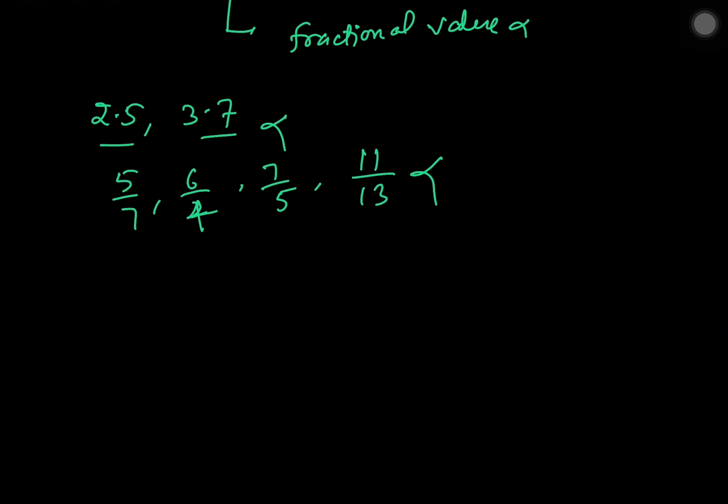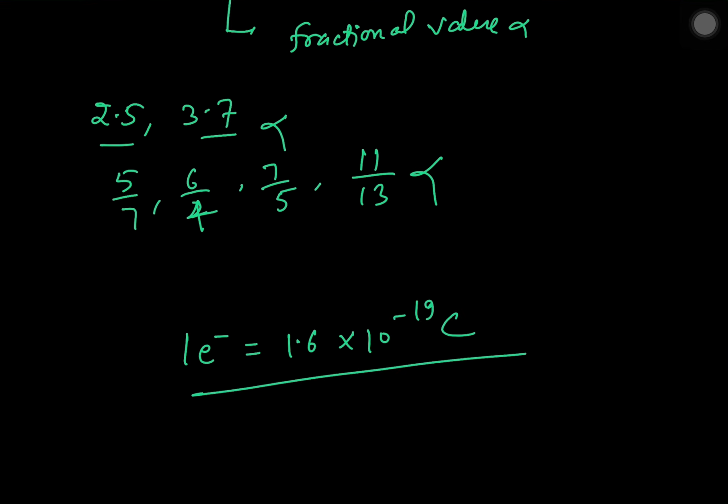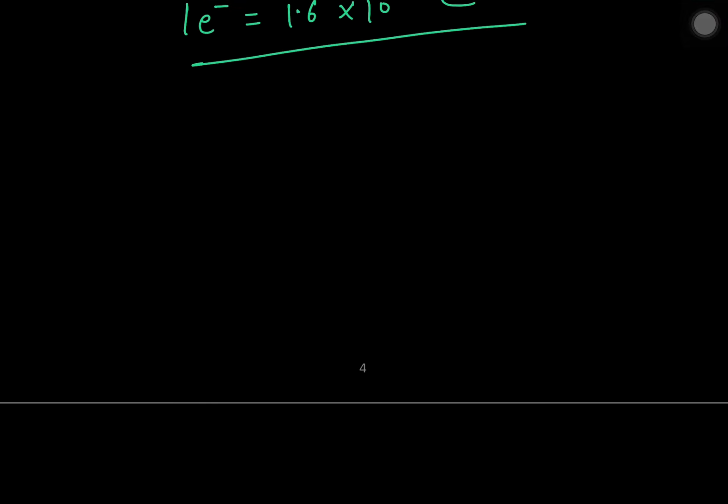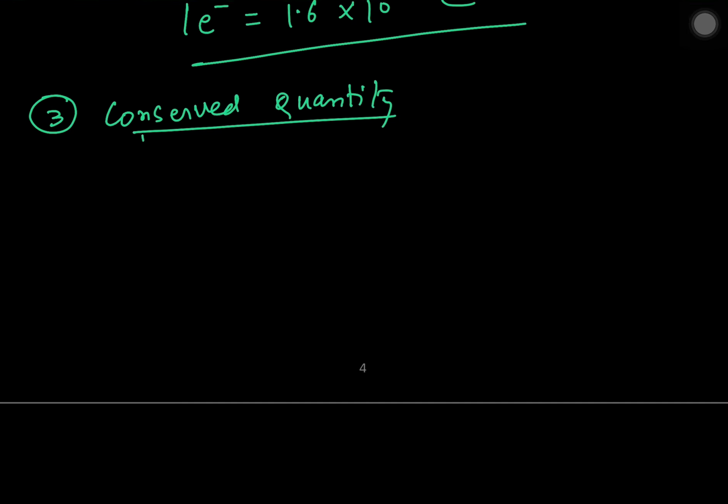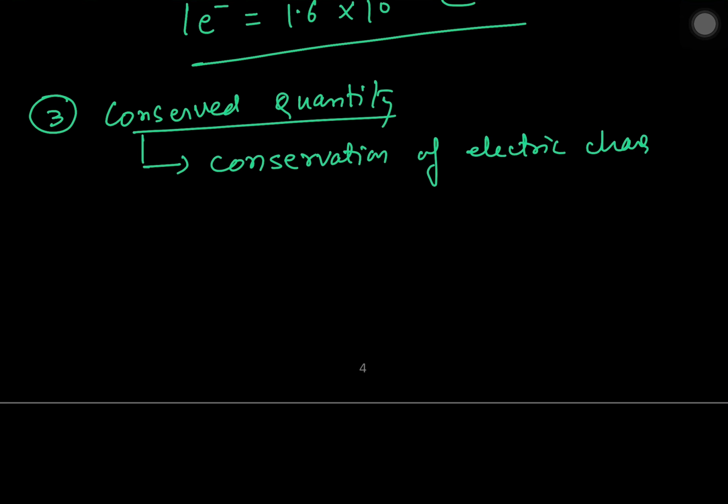So quantization of electric charge represents that the charge present on a body always exists in integral multiples of the fundamental charge, that is the charge on one electron, 1.6 into 10 raised to the power minus 19 coulomb. Next, the next property of electric charge is that it is a conserved quantity, considered under the topic of conservation of electric charge.